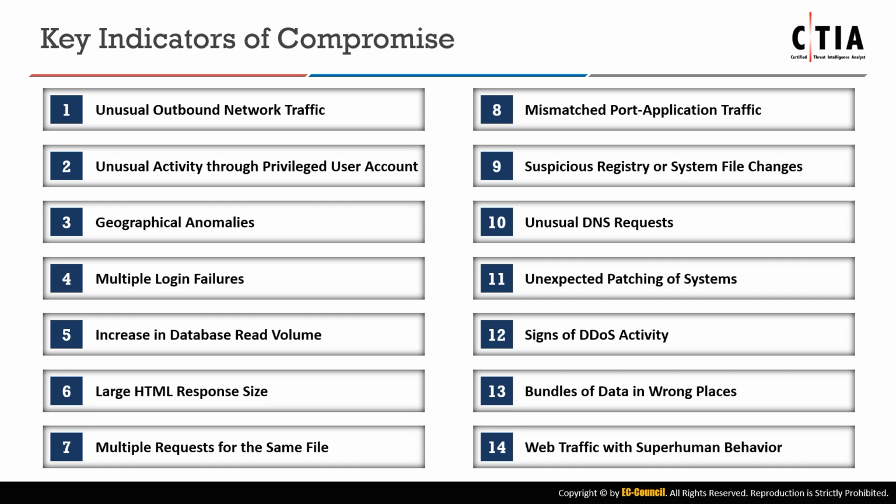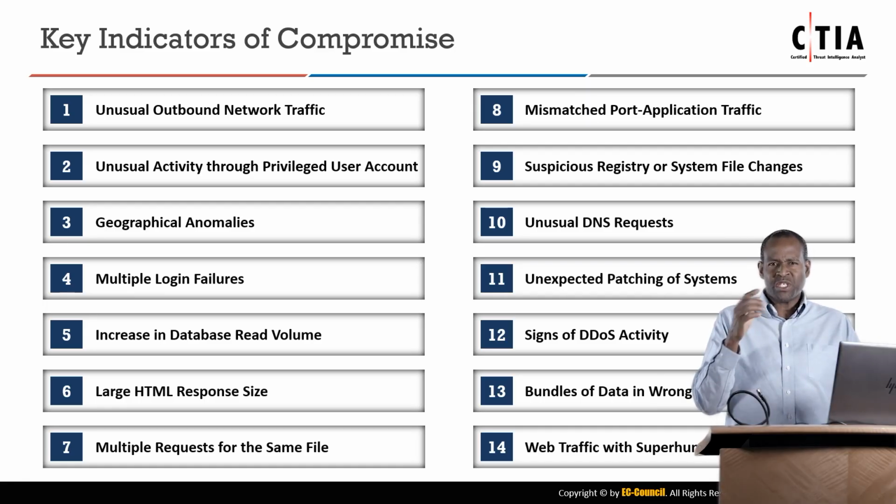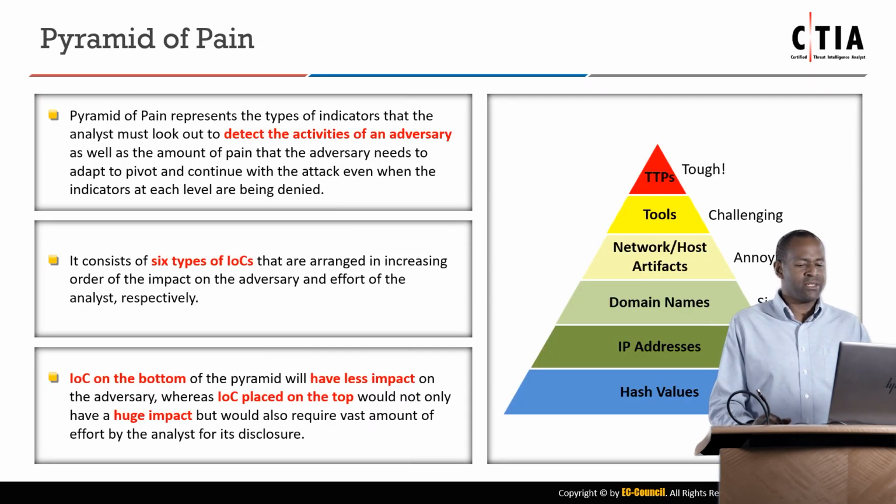Web traffic with superhuman behavior. So if I go to a website, how many searches, changes, clicks am I going to make per second? Well, actually, it's probably going to be measured on a per minute basis, right? However, if that turns into 50 clicks, searches, or whatever per second, that's not a human doing that. That's a machine, and it's written to try to compromise a system. So those are some of the key indicators of compromise.